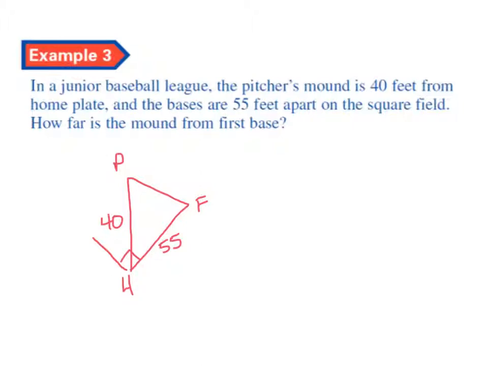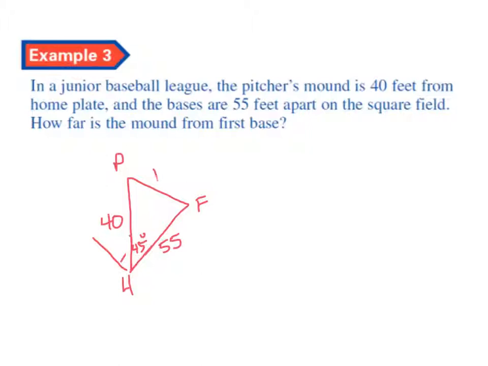Now, what that means is that, if I can erase something here, this angle down here is going to be 45 degrees, half of that. Okay? So I have a 45-degree angle down there. So this is my side-angle-side case. What we want to find is how far the mound is from first base.